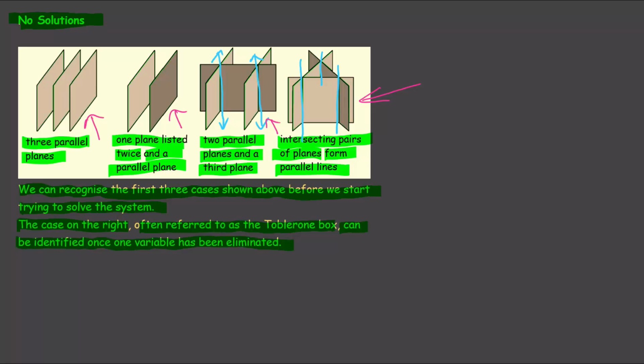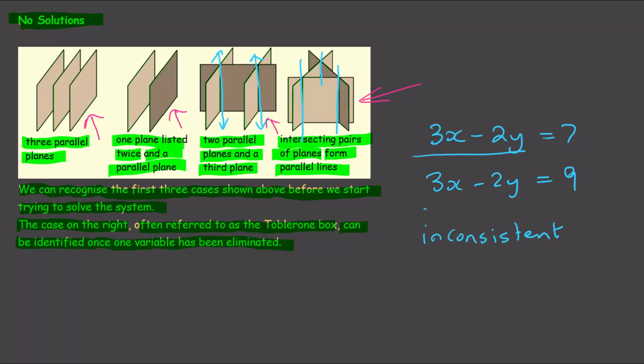It goes something like this. You'll end up with something like 3x minus 2y equals 7 and 3x minus 2y equals 9. These are known as inconsistent equations because you've got the same left-hand side but a different right-hand side. And that's the classic case where you spot the Toblerone box.